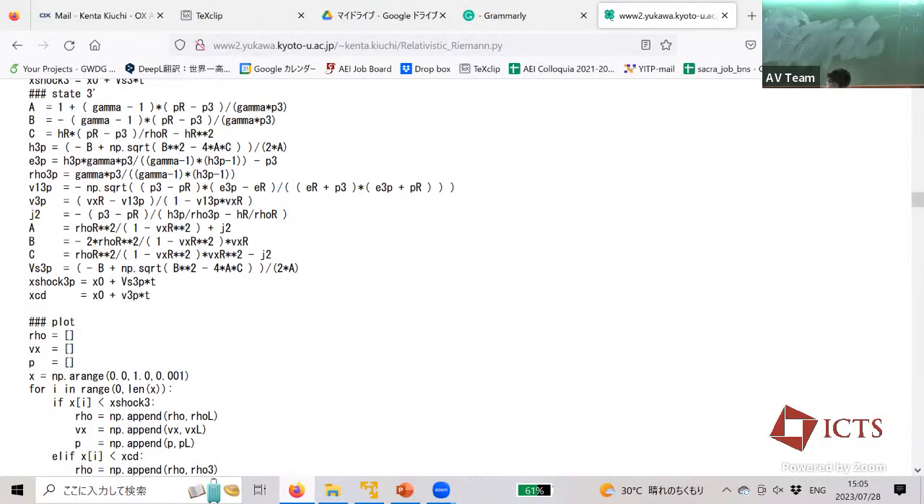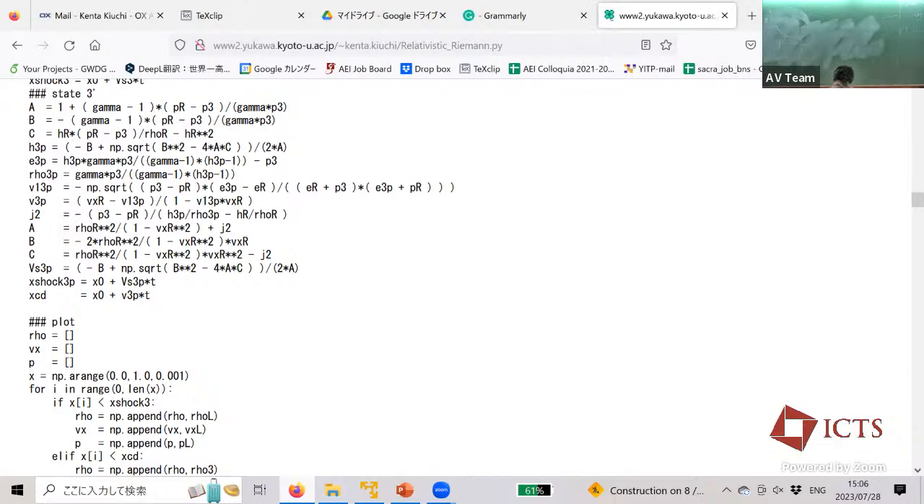The three prime state is the same, but for the left state, a lighter state, and the three prime state, the P3 prime is exactly the same as the P3. So I replace P3 prime with P3, and then you can get the H3 prime and so on. And then now you have a shock position for the right propagating shock wave and the left propagating shock wave. And at the contact discontinuity, you have a speed between the intermediate state 3 and 3 prime. So you can obtain the contact discontinuity position by using the V3 prime.